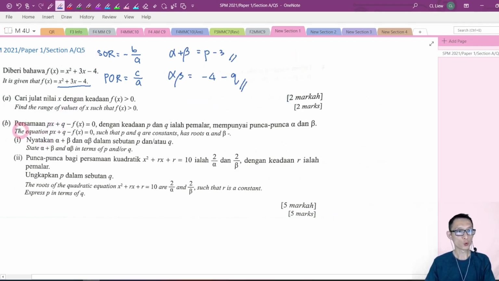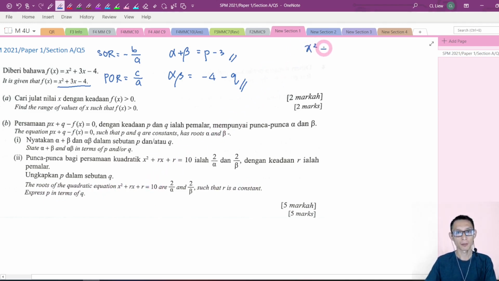Now let's go to second part of part B. The roots of the quadratic equation for this one are 2 over alpha and 2 over beta, such that r is a constant. We want to express p in terms of q. Okay, now how do we do that? So this one you have to be more careful.